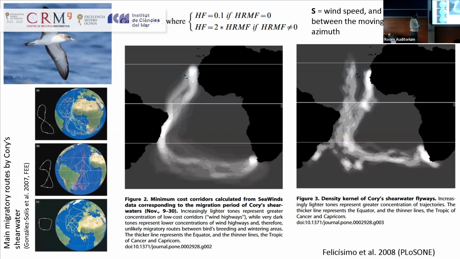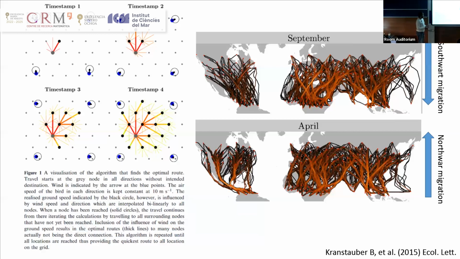And this is also great because doing this kind of analysis, I think you can potentially measure the connectivity, the degree of connectivity between marine regions, important marine regions for this species, like the breeding areas and the wintering areas. And this is more or less what these other authors did in this work.